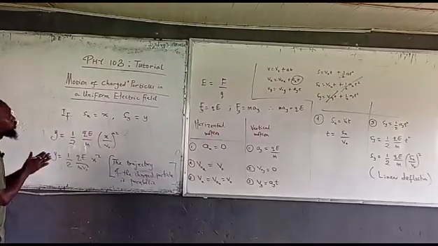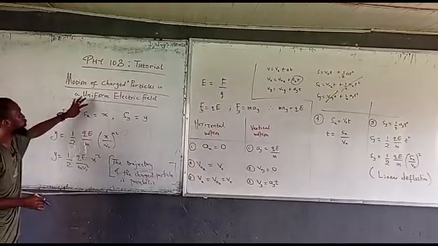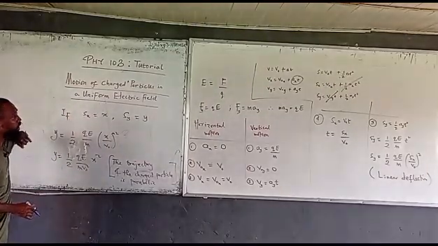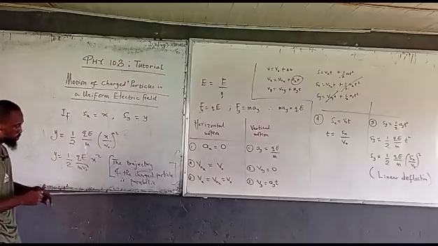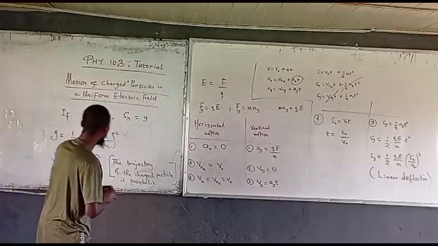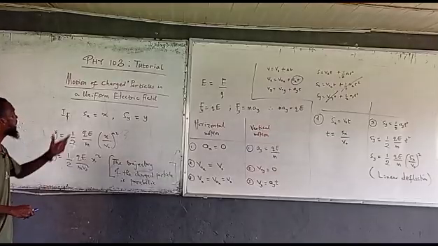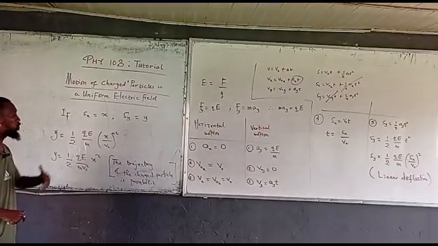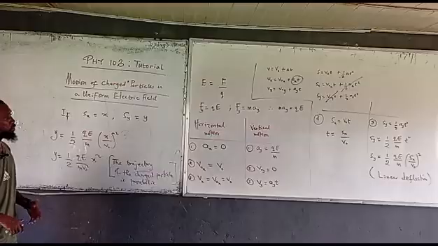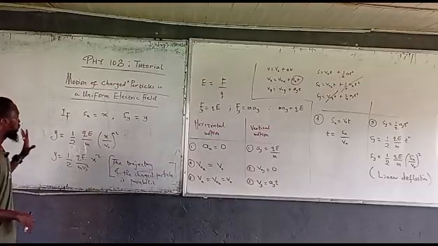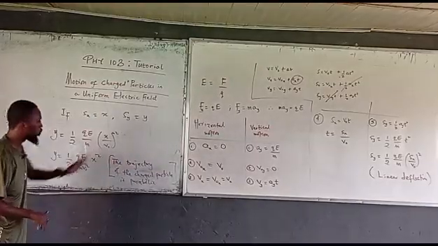This is the nature of the motion of a charged particle in a uniform electric field. It's as simple as that. You can be asked to find so many things. We can be asked to find the final velocity, the final displacement, or the velocity after a particular time t, and so forth. So this is what we have from here.